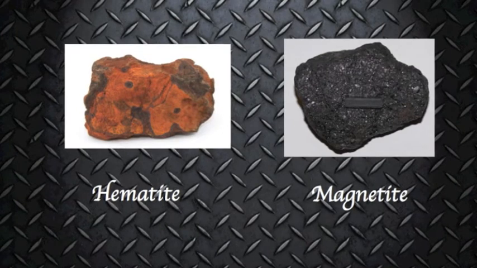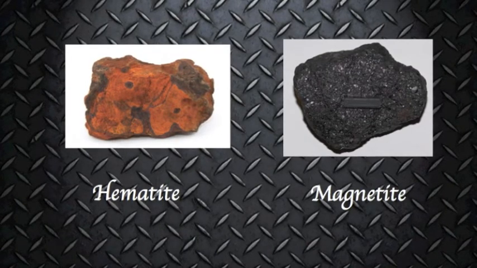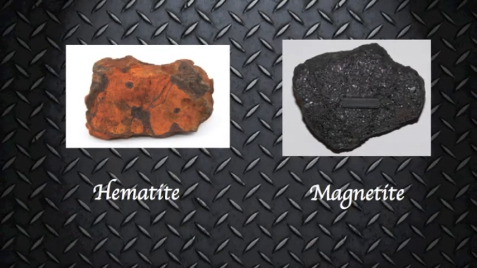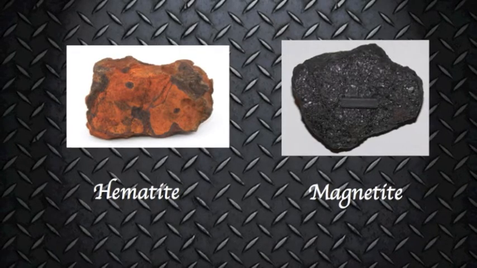5% of the Earth's crust contains iron. Iron is metallic and ferrous. Iron ore can be found in nature in two forms, hematite and magnetite.